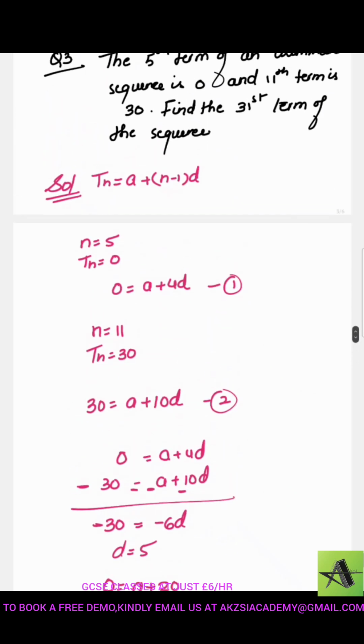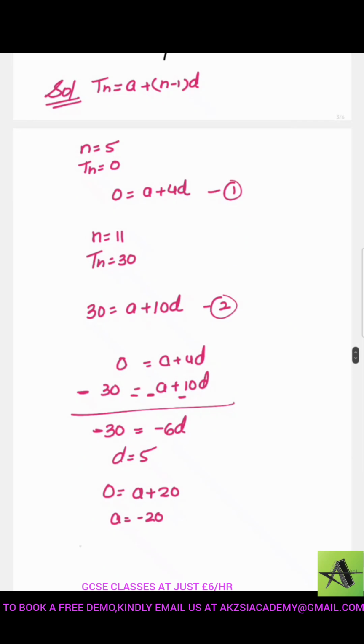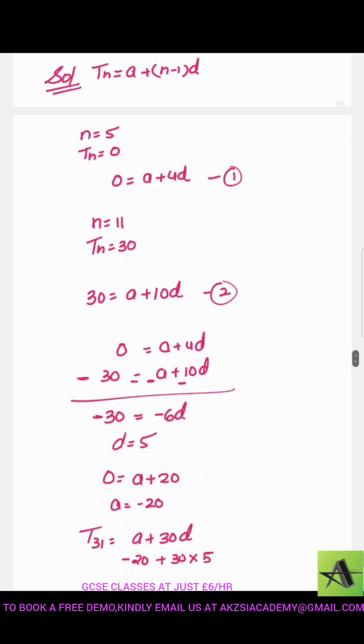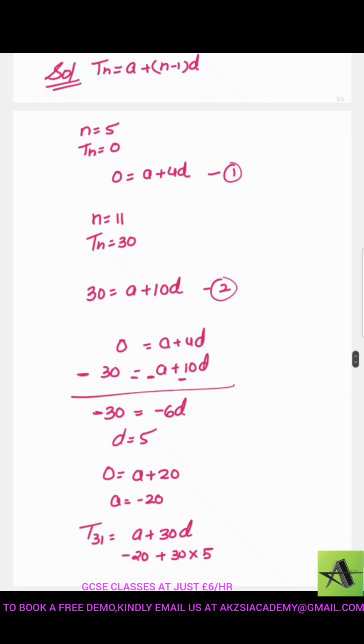Now the question is find the 31st term. So T31 is a plus n minus 1, that is 31 minus 1, 30d. a is minus 20 plus 30 times 5. This is 150 minus 20, which is 130.